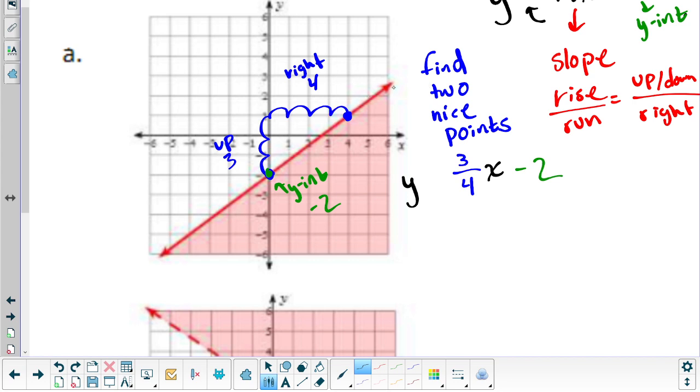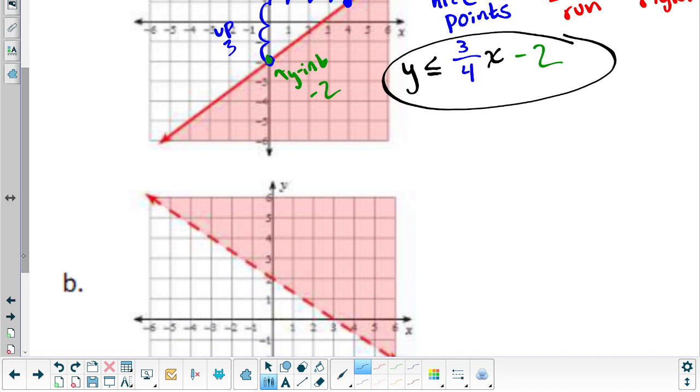Since this line is solid, I know that my inequality is going to be "or equal to," it's going to have this line. And then when I look, I'm shading below my line, which means all the y values I care about are below or less than this boundary. So really, this is my final answer. Y is less than or equal to 3/4 x minus 2.